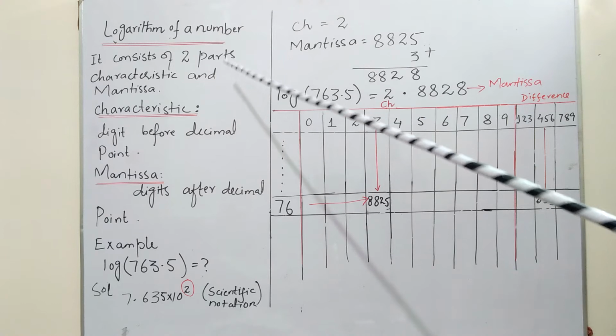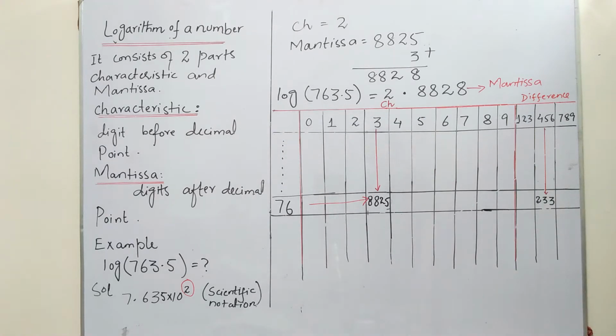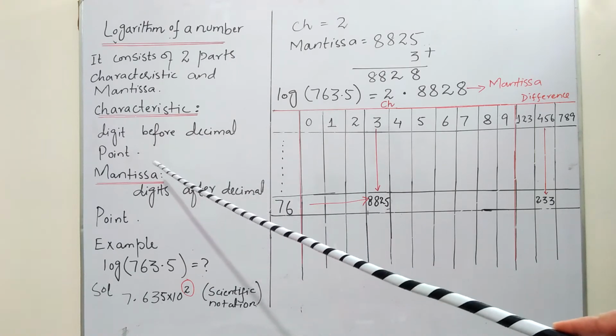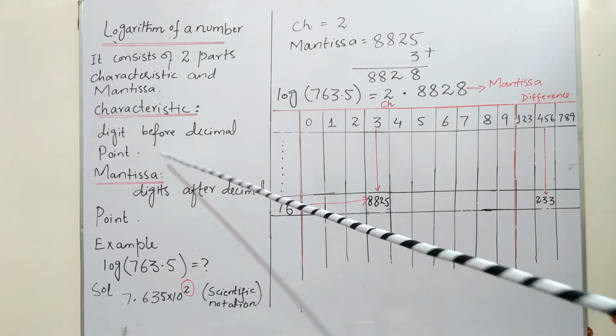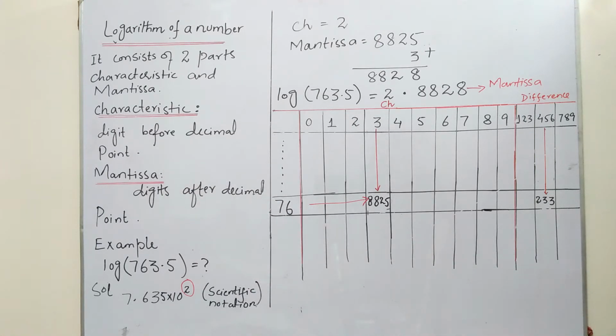Today we will discuss how to find the logarithm of a given number. The logarithm of a given number consists of two parts, characteristic and mantissa. The digit before the decimal point is called the characteristic, and the digits after the decimal point are called the mantissa. For example, if we have to find the logarithm of the number 763.5, we have to find two values, the value of the characteristic as well as the value of the mantissa.